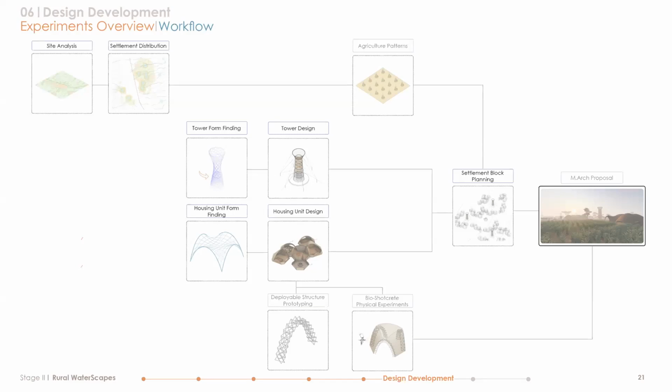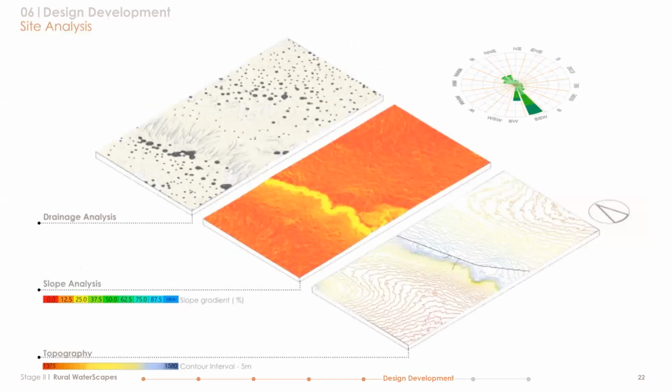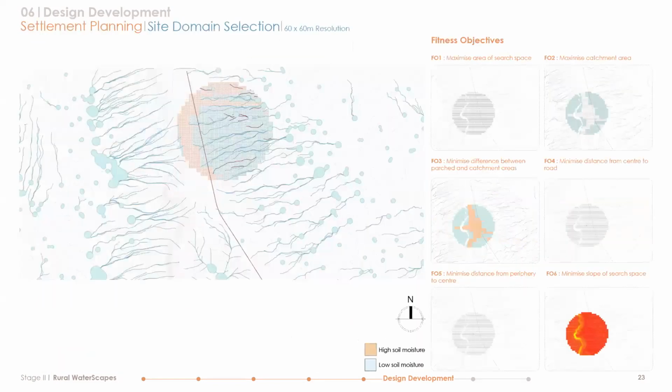So as I mentioned, it starts with some fundamental analysis types such as water drainage, slope analysis, understanding the topography, obviously, and that starts to inform the first set of experiments on settlement planning.